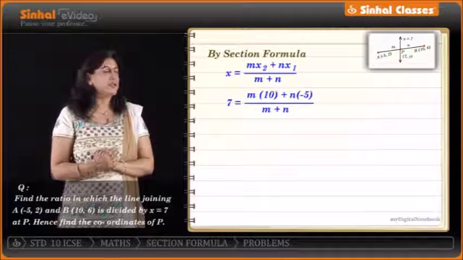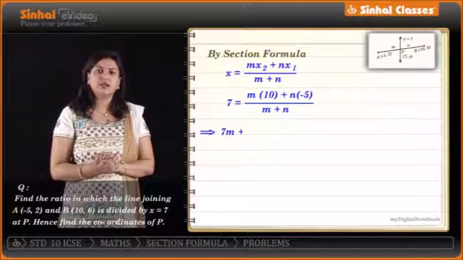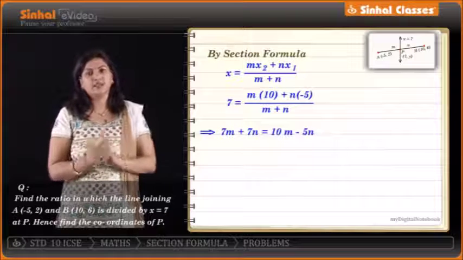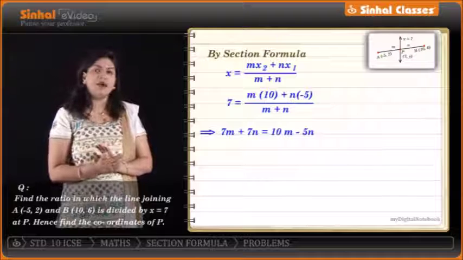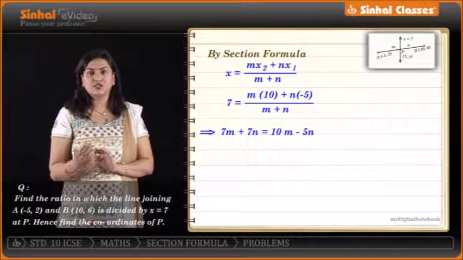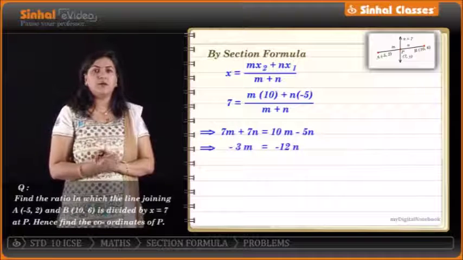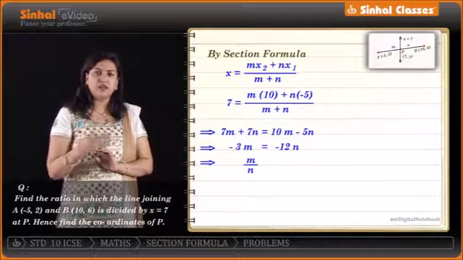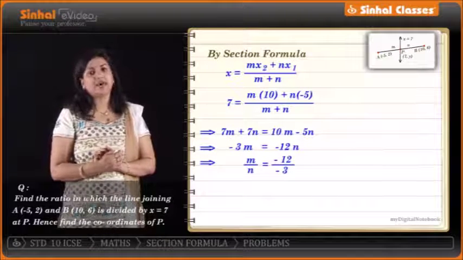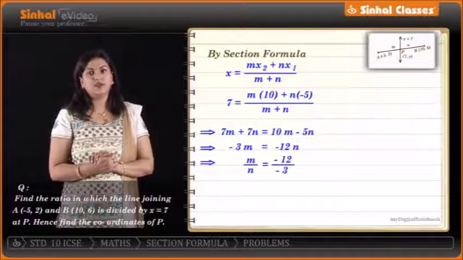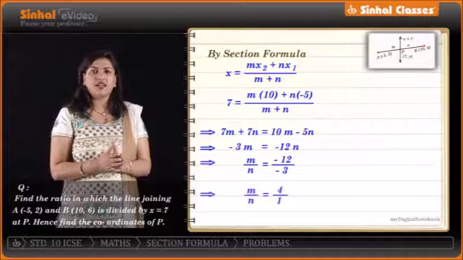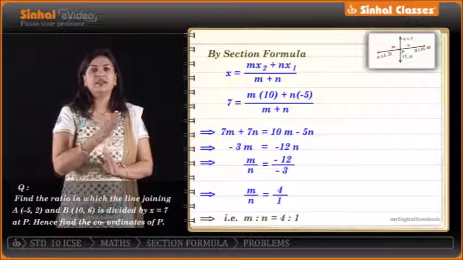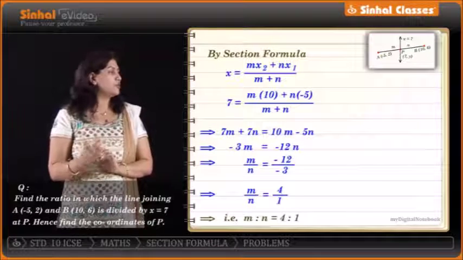Cross multiply to get 7m plus 7n is equal to 10m minus 5n. Take m's on one side, n's to the other side. We have minus 3m is equal to minus 12n. Now we'll do m upon n. We get m upon n is equal to minus 12 upon minus 3. That is m upon n is equal to 4 upon 1. So we've got the ratio m is to n as 4 is to 1. That is, the point P divides AB in the ratio 4 is to 1.